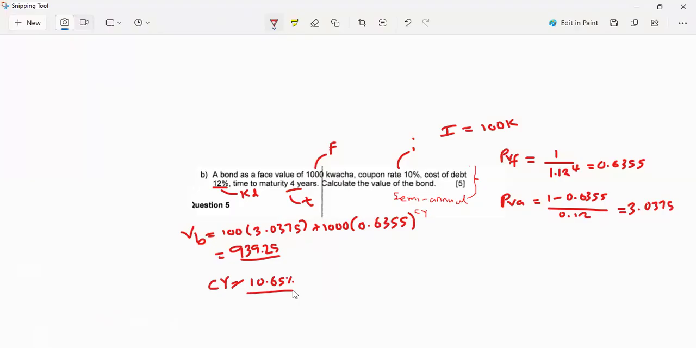Then if it was a semi-annual, what do we do? The effect will be on the time and the interest rates. So our interest here for the market will be 6%, and for the small I will be what? 5%. So what becomes our capital I? It's just half of this. Half of 100, 50.